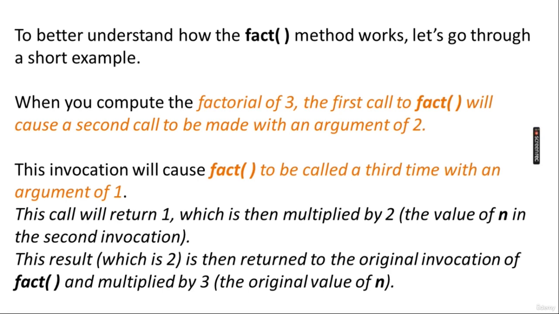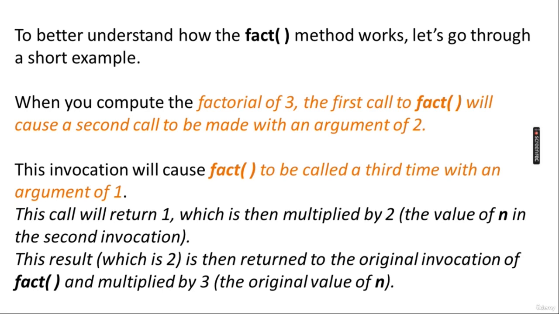We will see one example, factorial of 3. First call to fact will cause a second call to be made with an argument of 2. Fact to be called a third time with an argument of 1. So 3 into 3 minus 1, 2 into 2 minus 1, 1. So 3 into 2 into 1 will tell me the factorial of 3.